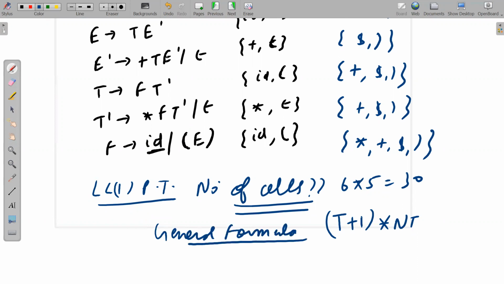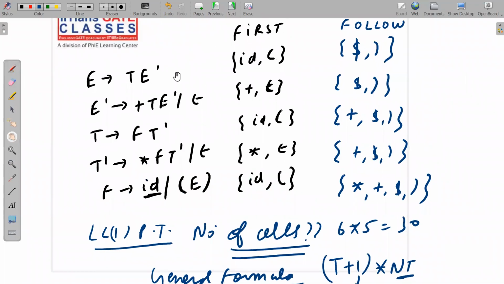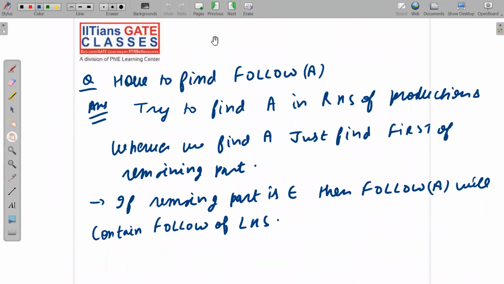General formula: number of terminals plus 1. Why plus 1? Plus 1 is for dollar. Number of terminals plus 1, multiplied by the number of non-terminals. These are the number of cells. Okay, now see carefully.